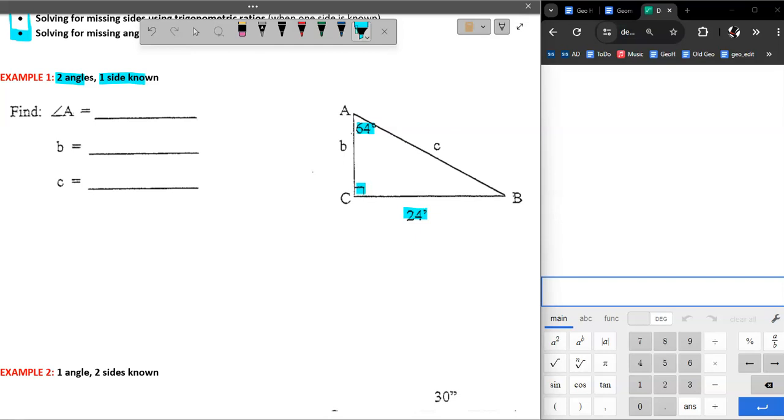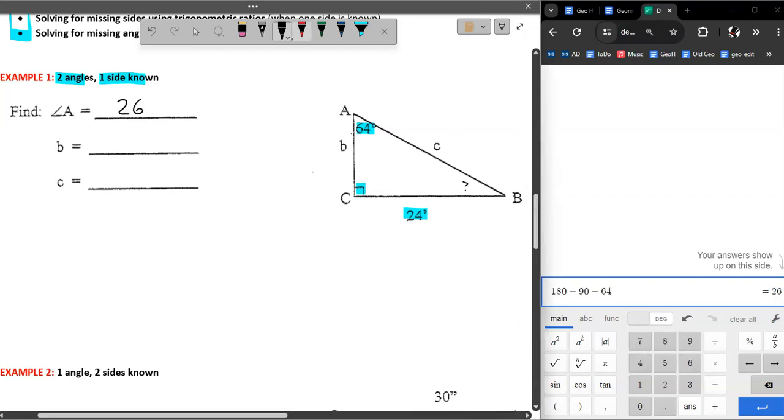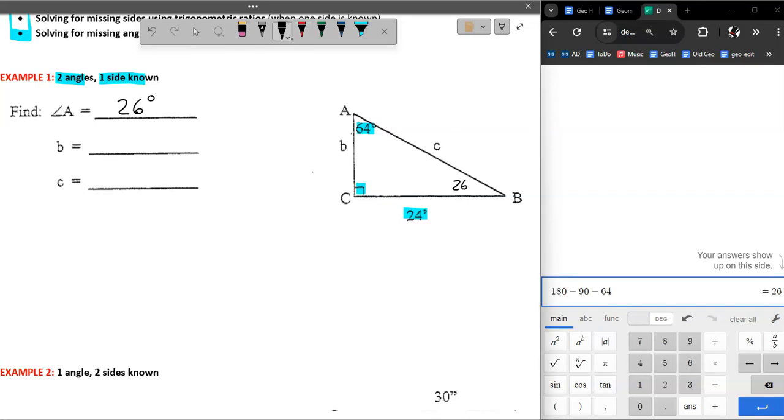So what do we do in this situation first? I think if we know 2 of something, let's find that third thing first, because we don't need trig to do that. So in this situation, if you want to find your third angle, all we're going to do is use the triangle sum theorem to take 180 minus 90 minus 64. And when we do that, we're going to get that last angle to be 26 degrees. So let's go ahead and fill that in just so we can keep track of what we're solving for along the way. All right, now it's time for us to find side length B and side length C.